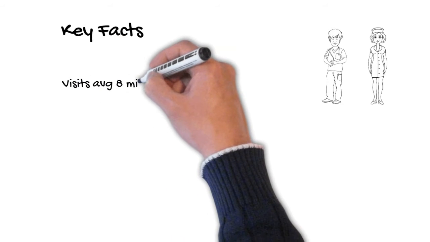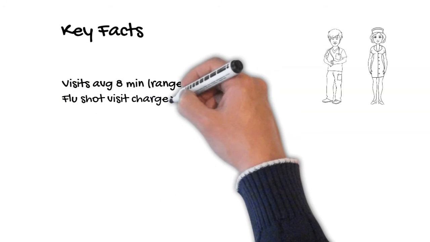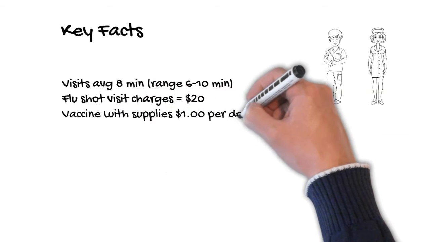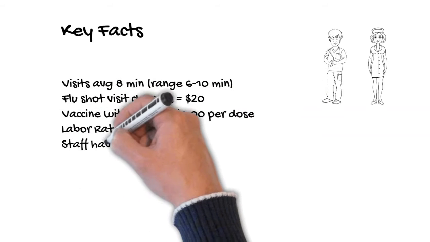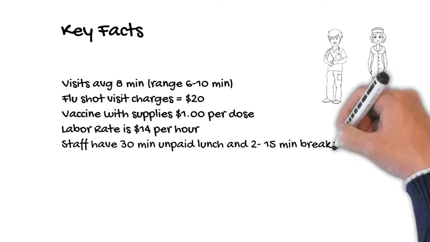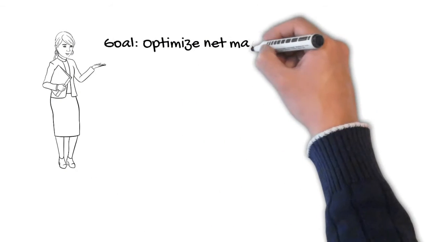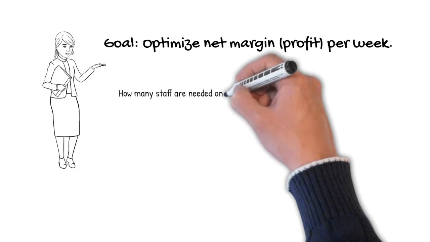Visits run about 8 minutes to give a flu shot, get somebody registered. Charges per visit are $20 and the cost of supplies is only $1. And your objective is to optimize the net margin per week.